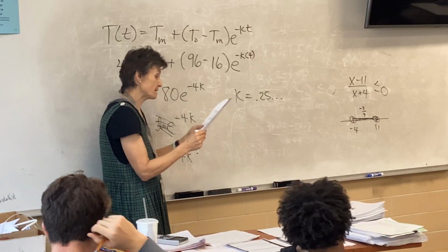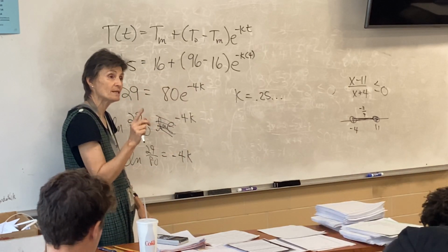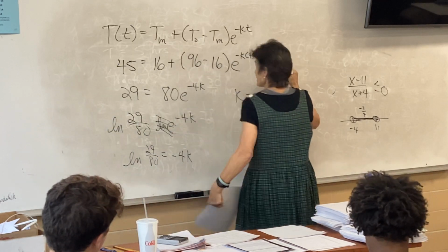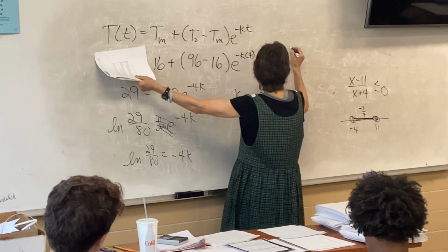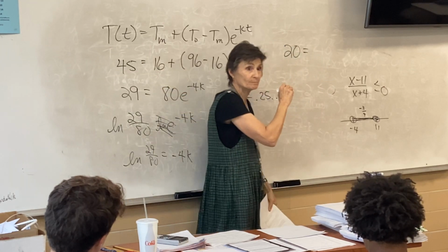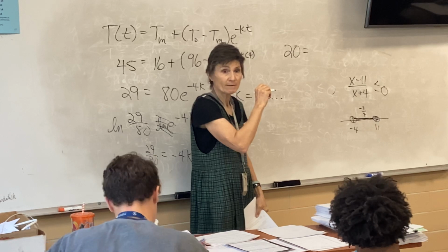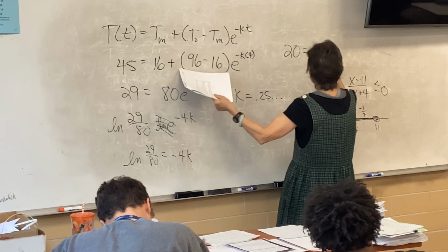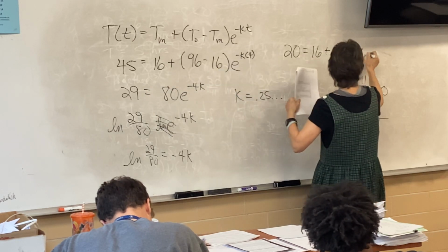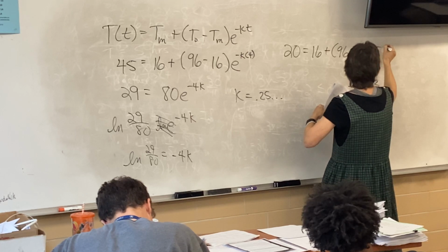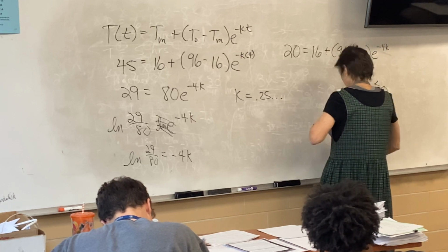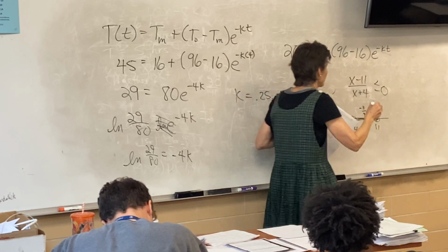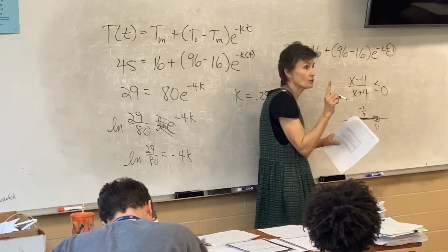Use the law of cooling to determine when the egg will be 20 degrees. So now I have to start all over, but this time the temperature at time T is going to be 20. Would you agree with that? And I know that my medium is 16. I know that my initial temperature was 96. And this time, I'm trying to figure out T. Would you agree that's my question this time?